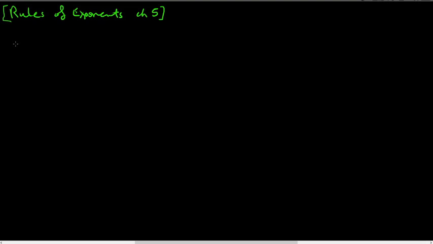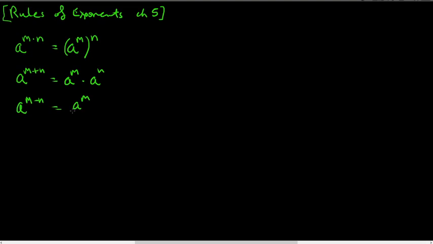So it's these rules here, right? If I have a to the power m times n, that's the same thing as a to the m to the power n. So don't get confused with a to the m plus n, which is a to the m times a to the n, right? That's a plus. And what happens if you subtract m minus n? Then you divide. This is a to the m divided by a to the n.